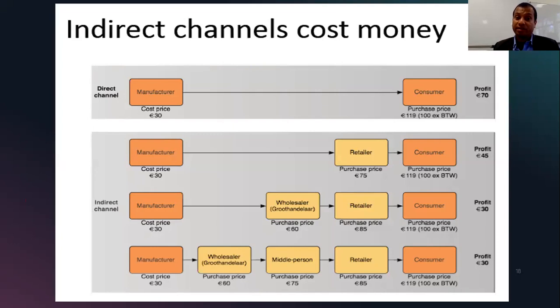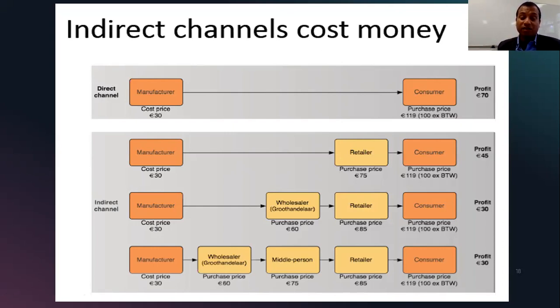And this is important to understand. If you have the direct channel, as we have seen in channel 1, and suppose the unit cost of production for the manufacturer is $30, and the consumer is getting that product at a price of 120, suppose. So what profit will the manufacturer get in this case? Around 70, right? Okay, yeah, 100 is the purchase price for the consumer. So 70 is the profit.